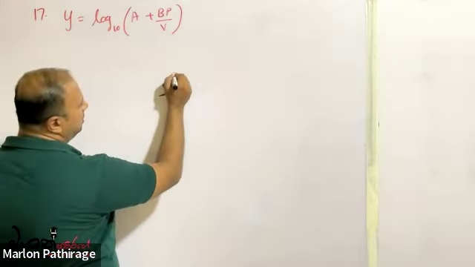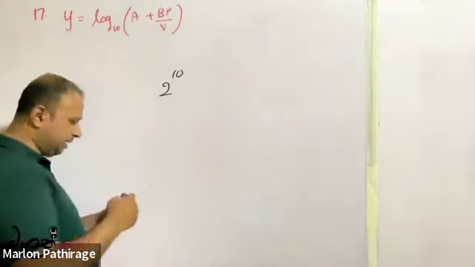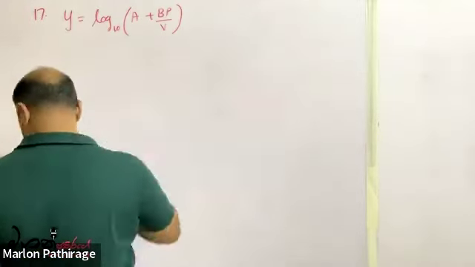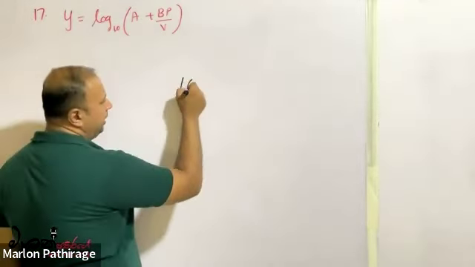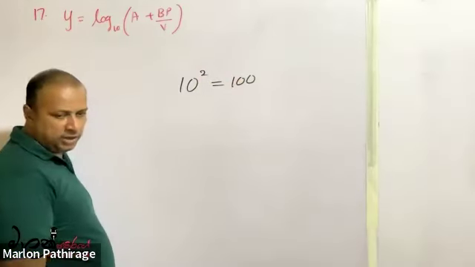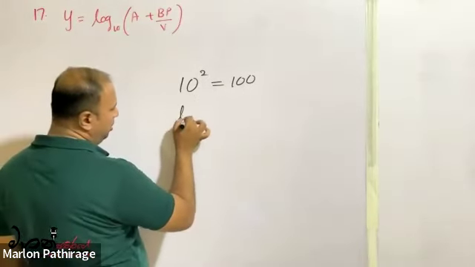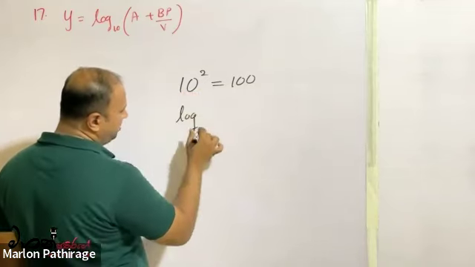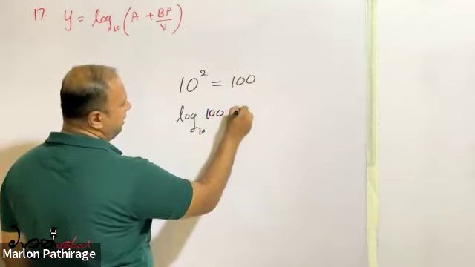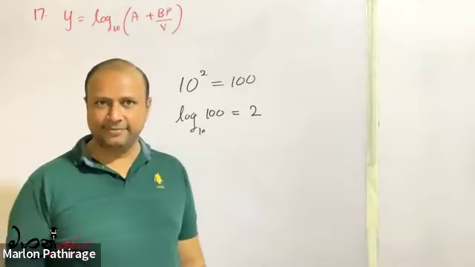2 to the power 10. 10 to the power 2 here, 100. Now convert this into a number, a log function. Log base 10, 100 is equal to... Is that clear?